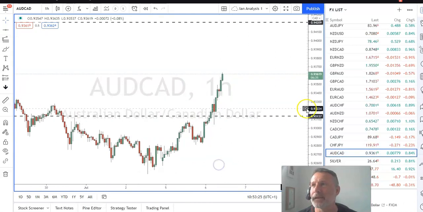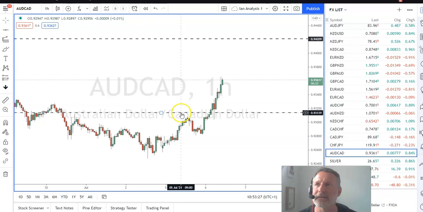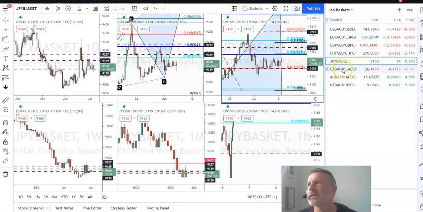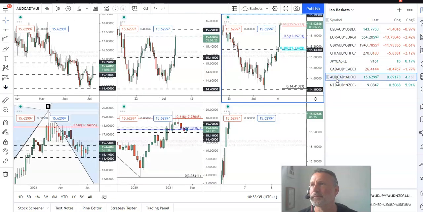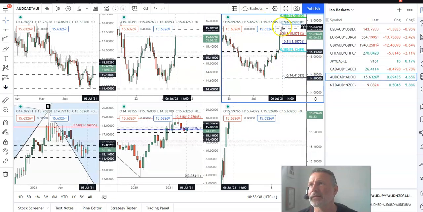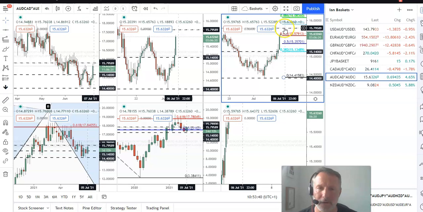And here, this is Aussie against CAD. So this is support and this is resistance. So even though this single currency chart is saying to me, let's get short of Aussie soon, I've got no cross currency that tells me to get short of Aussie, in other words, to buy a cross currency. So at the moment, I've just got to sit on my hands and not trade the Aussie setup.